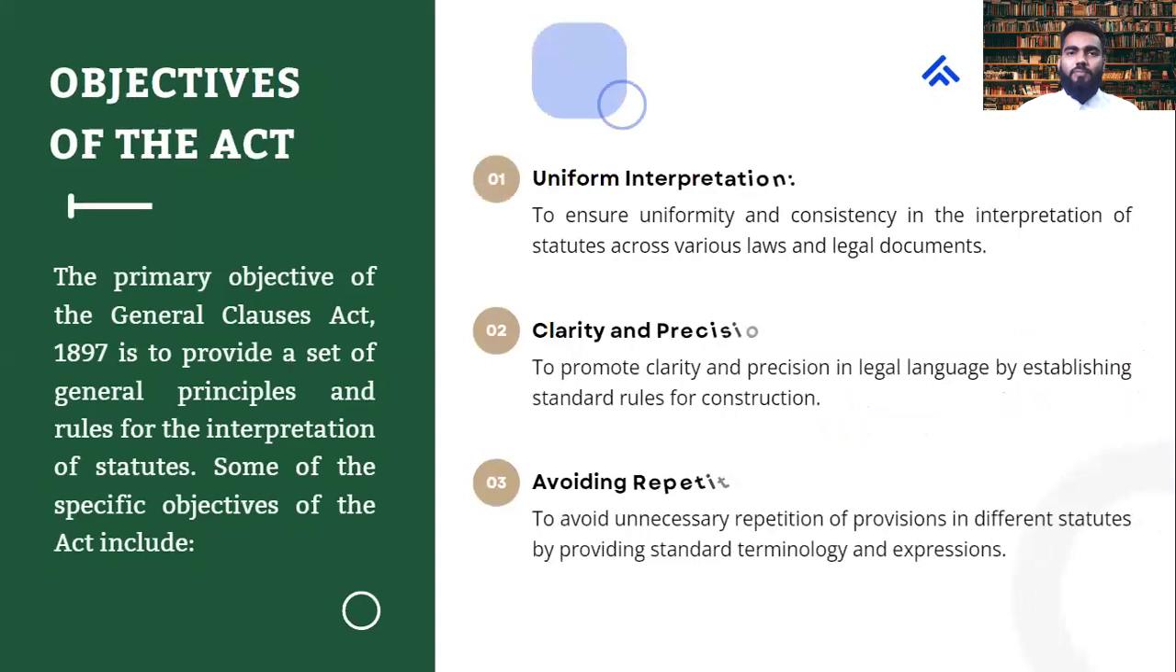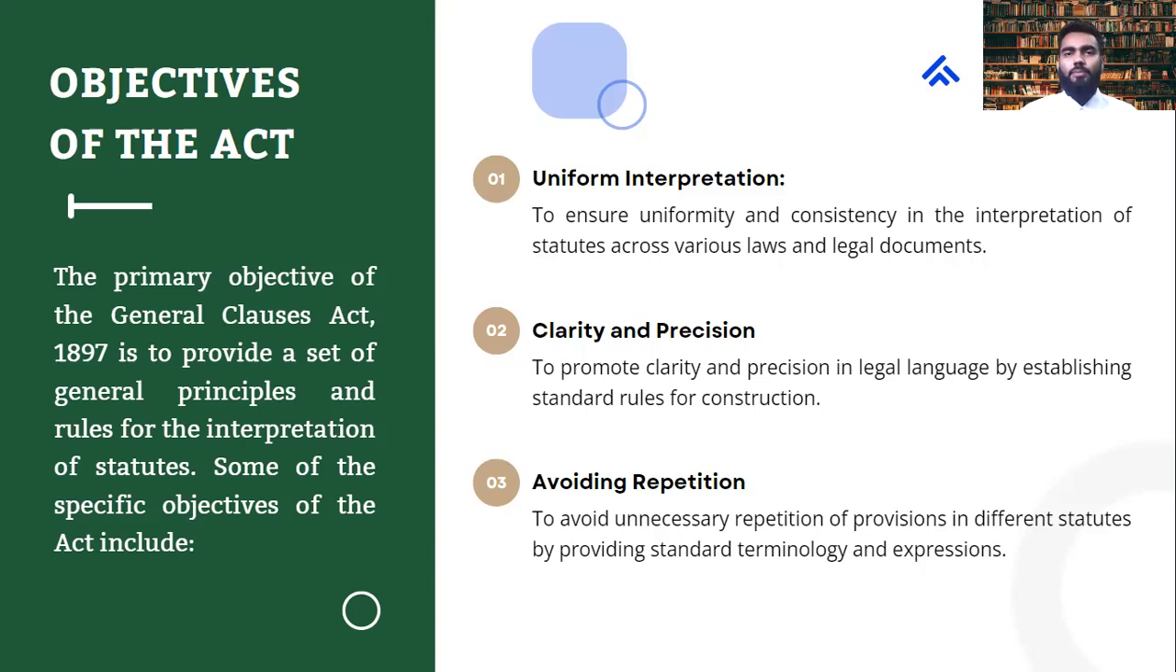Now let's talk about the objective of the General Clauses Act. The primary objective of the General Clauses Act is to provide a set of rules and principles to interpret the statutes of a country. Some specific objectives of the Act include uniform interpretation. It means to ensure uniformity and consistency in the interpretation of statutes across various laws and legal documents. Then clarity and precision. It promotes clarity in legal language and establishes standard rules for the construction of laws.